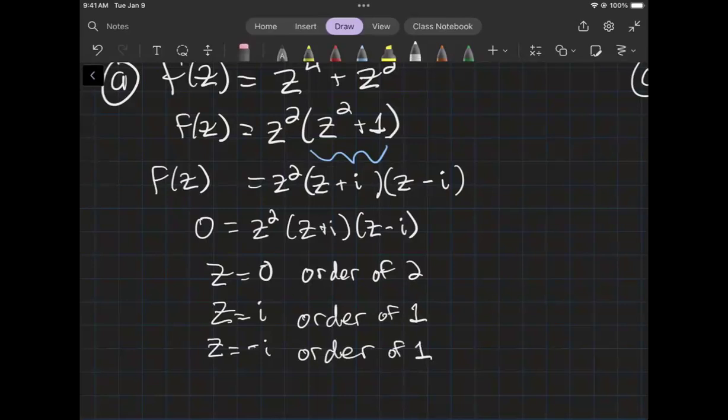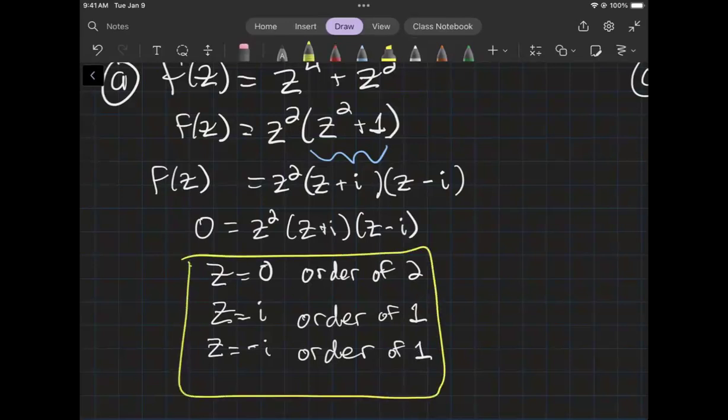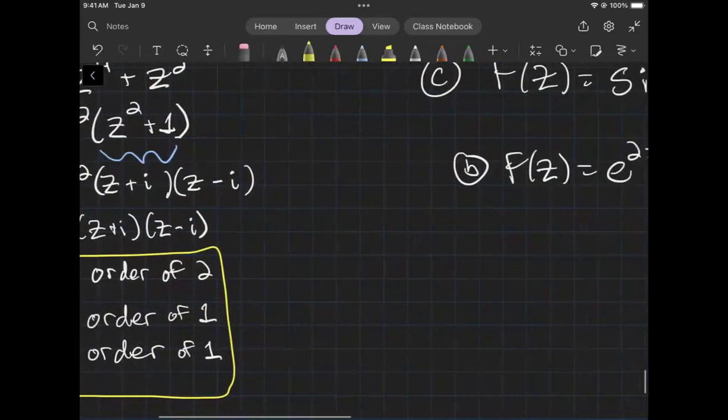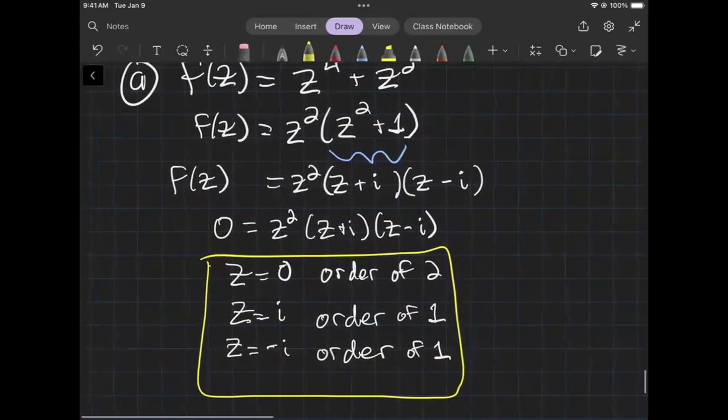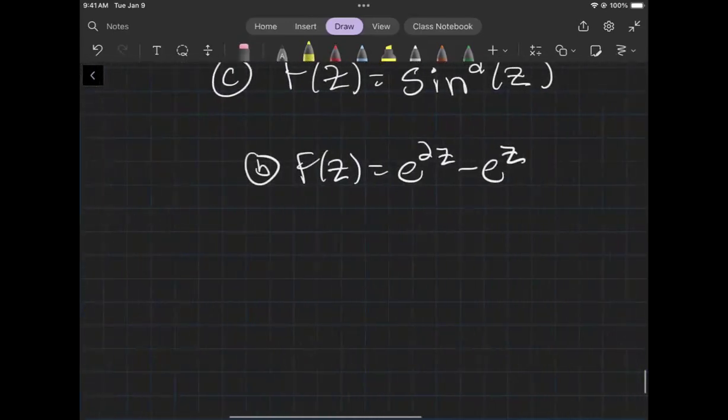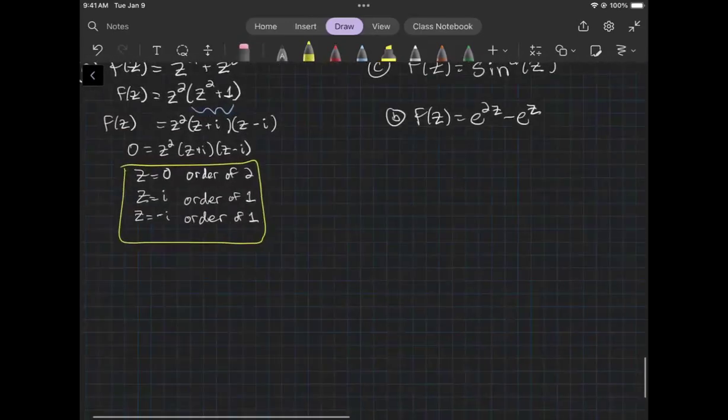All right. Classifying what the zeros for f of z are and their order is similar to looking at the different zeros and their multiplicity in algebra. So it's the exact same concept. That's how you figure out part A. That was pretty straightforward.